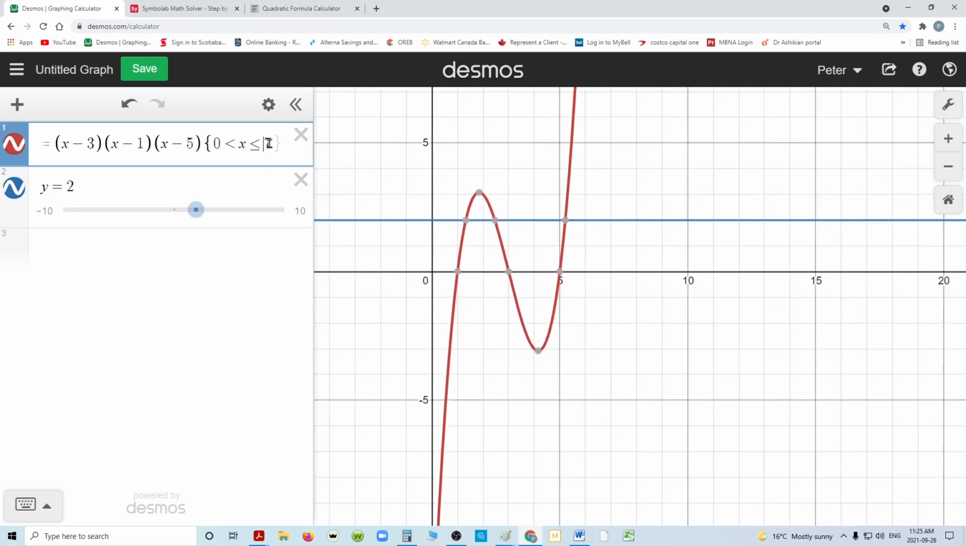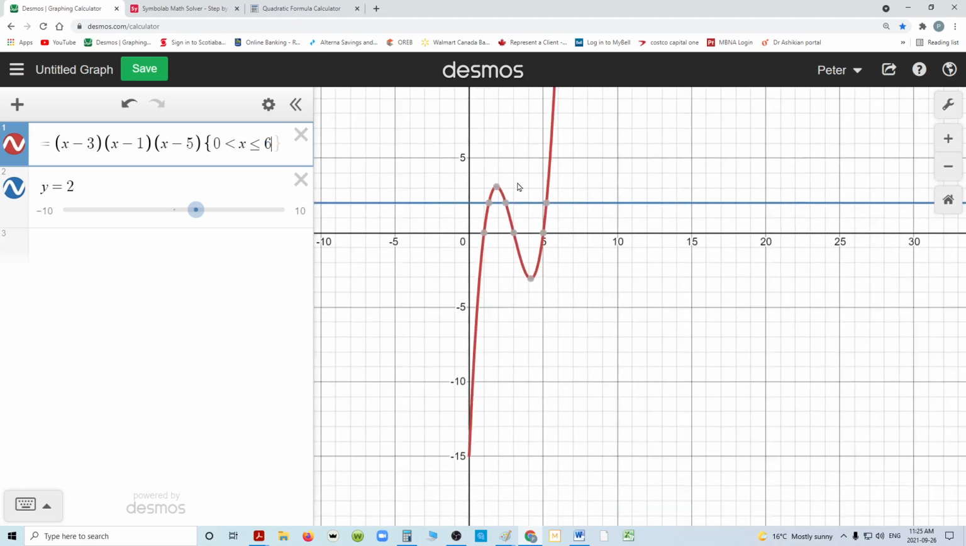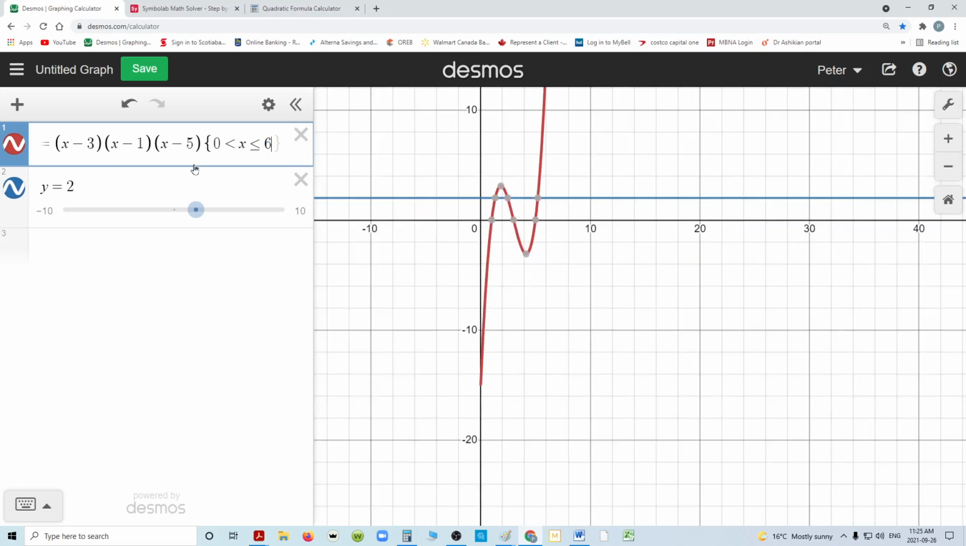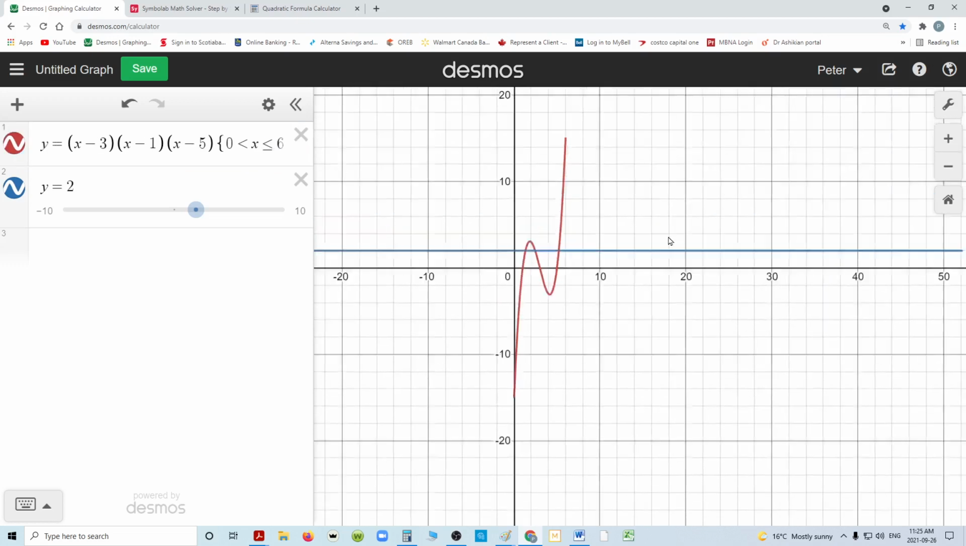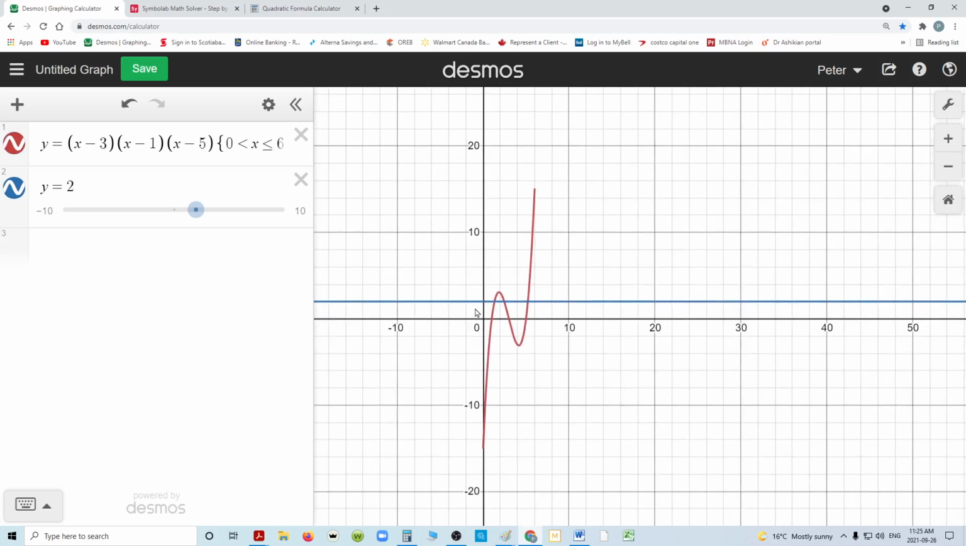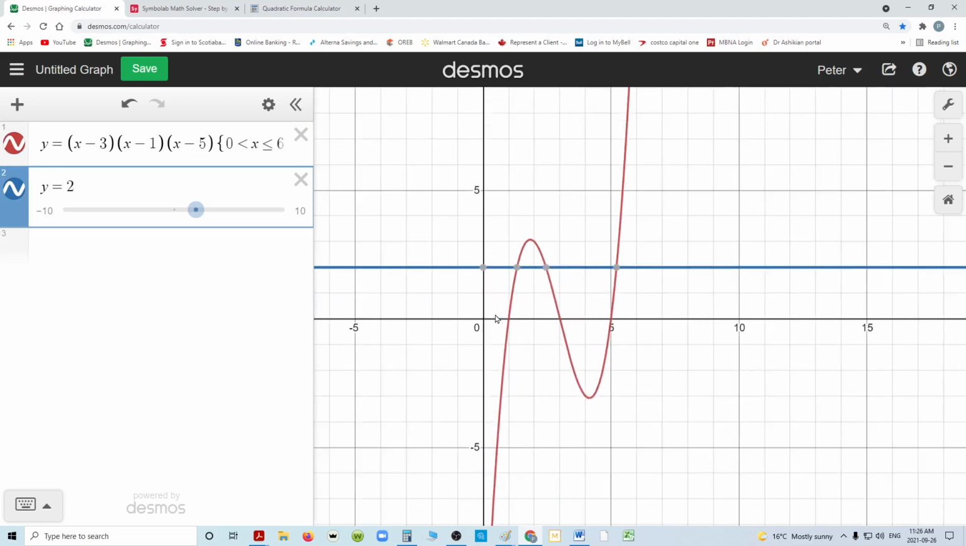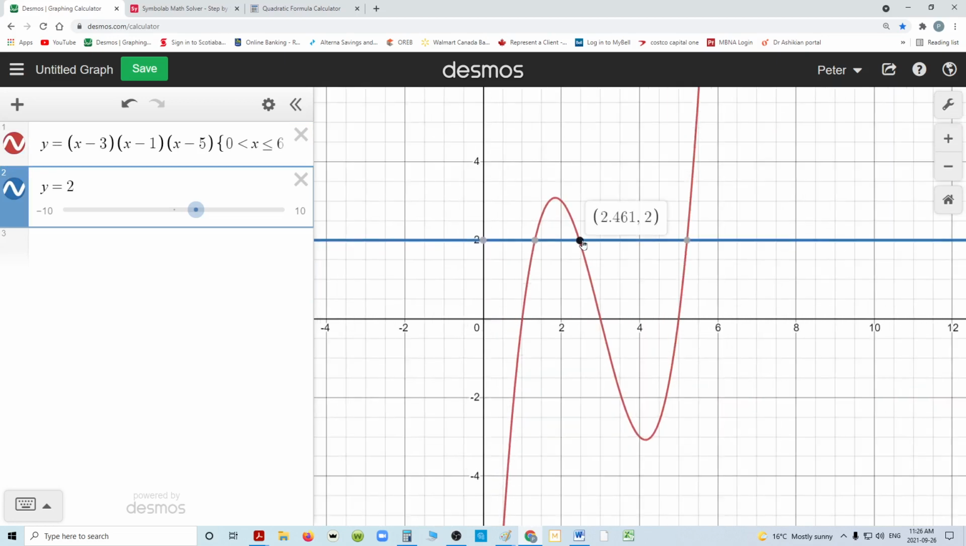Yeah, let's go with 6 so that we can see it. Where is it? Smaller or equal. Let's go with 5 so we can see it. 5's too little. Let's stick with 6. Okay, so there's our roller coaster ride. And we were concerned with what spots of the roller coaster are above 2.